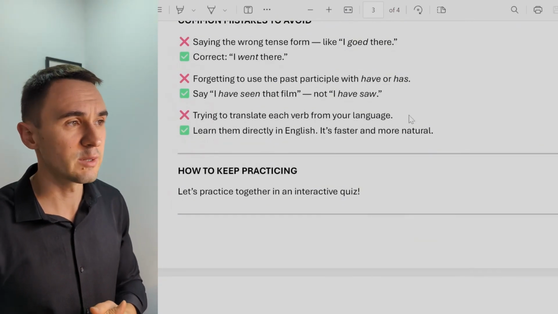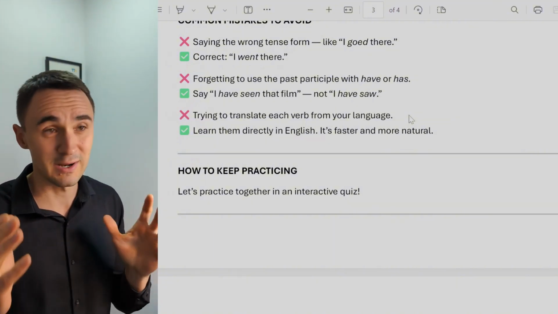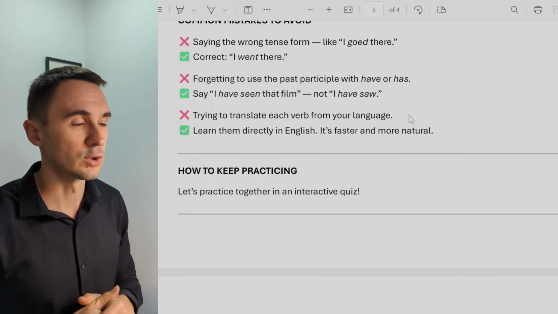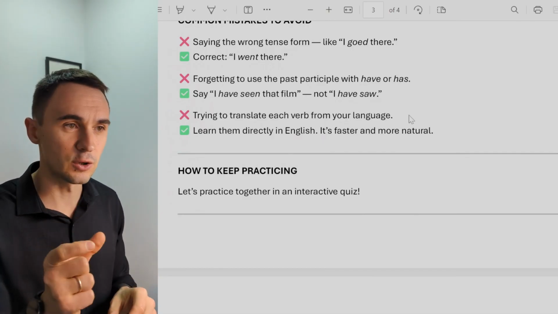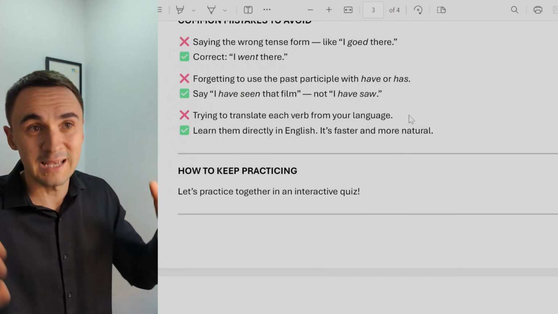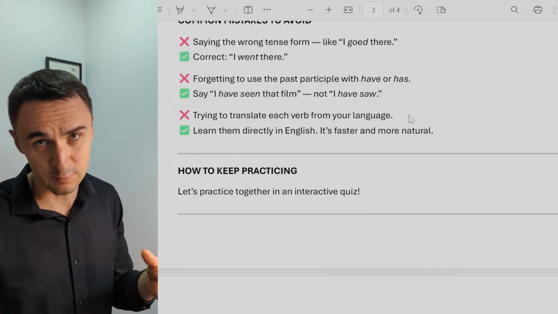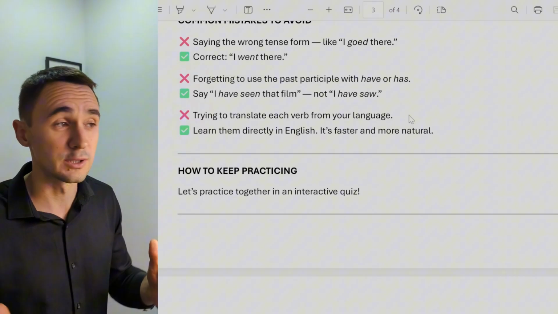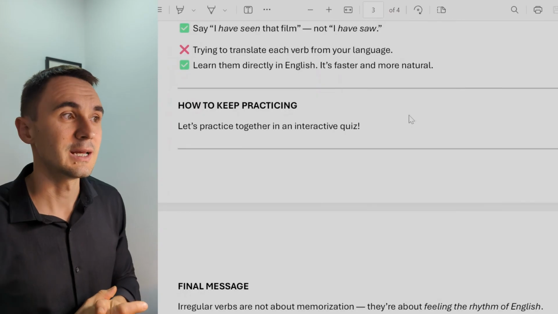And the third common mistake is trying to translate each verb from your language. You have to learn them directly in English, and it's faster and much more natural, right? So don't try to use translators to learn them. Better use a dictionary. You learn a verb, look it up, and learn the three forms, okay? You can also use tables and lists, like the list I provided you in a PDF. You can use that too, but I think a dictionary is the best way to double check everything and to learn it fully, okay? Now, in the next part, let's practice together with an interactive quiz.